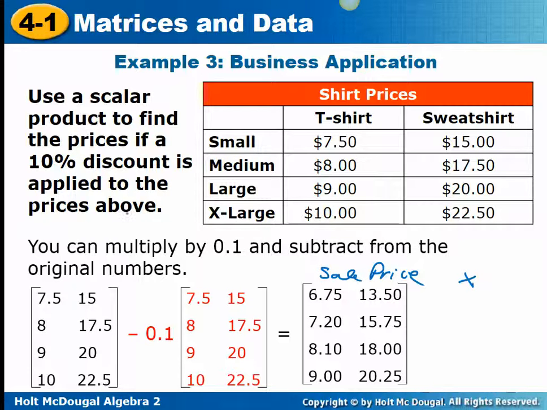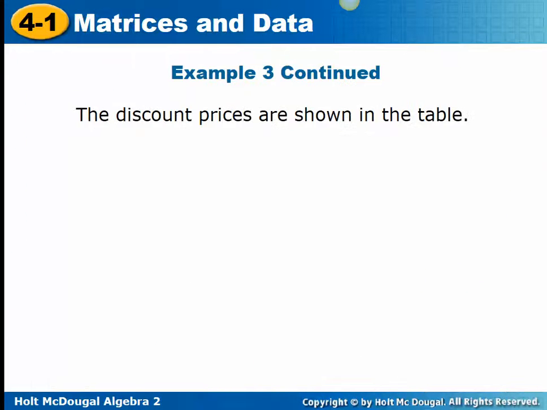You could also just multiply the original prices by 0.9 and then not do all the rest. That'd be like a shortcut.